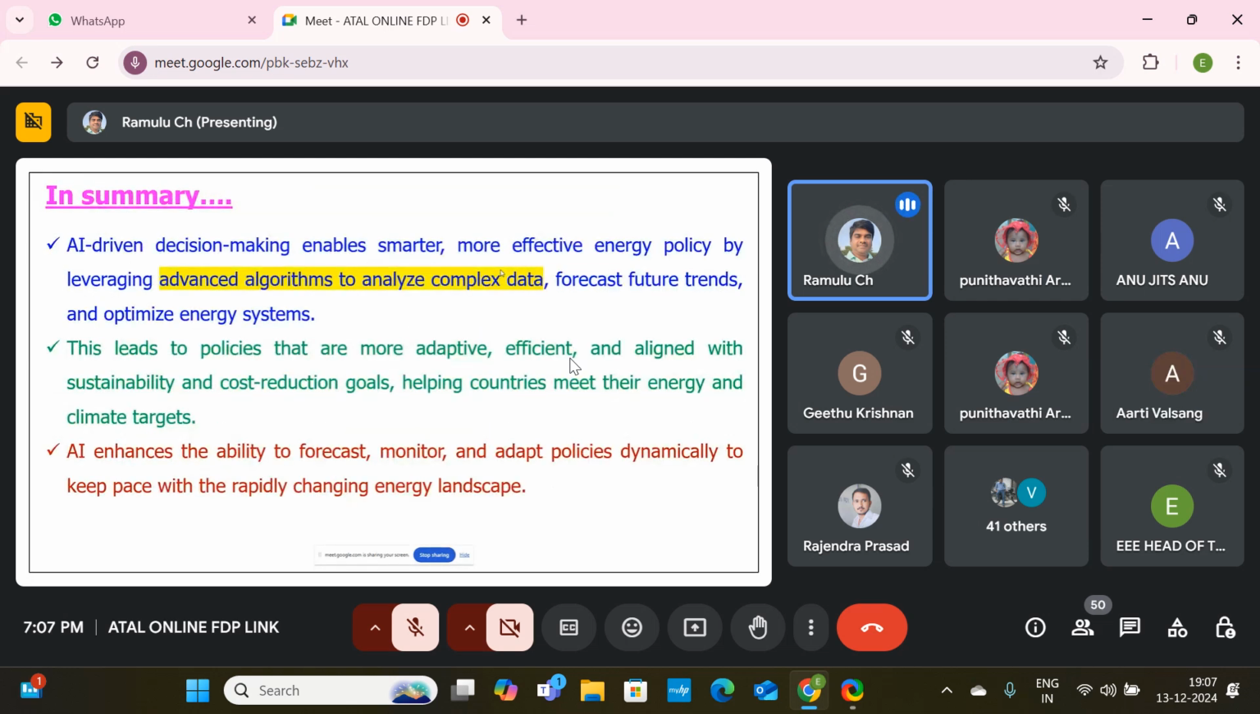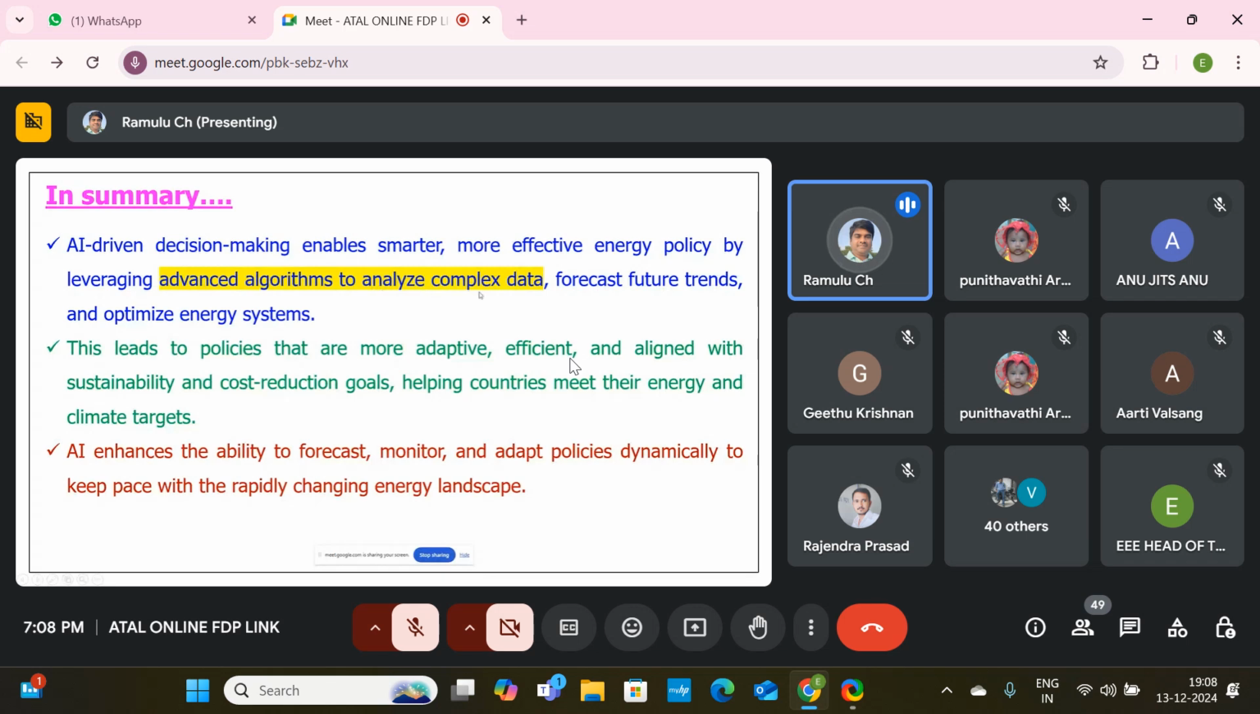In summary, with respect to the role of AI in the energy sector and decision making in the market, AI-driven decision making enables a smarter, more effective energy policy by leveraging advanced and effective algorithms. This is an important point, please try to keep it in mind. How is it smarter, how is it more effective? By using, adapting and implementing advanced algorithms.